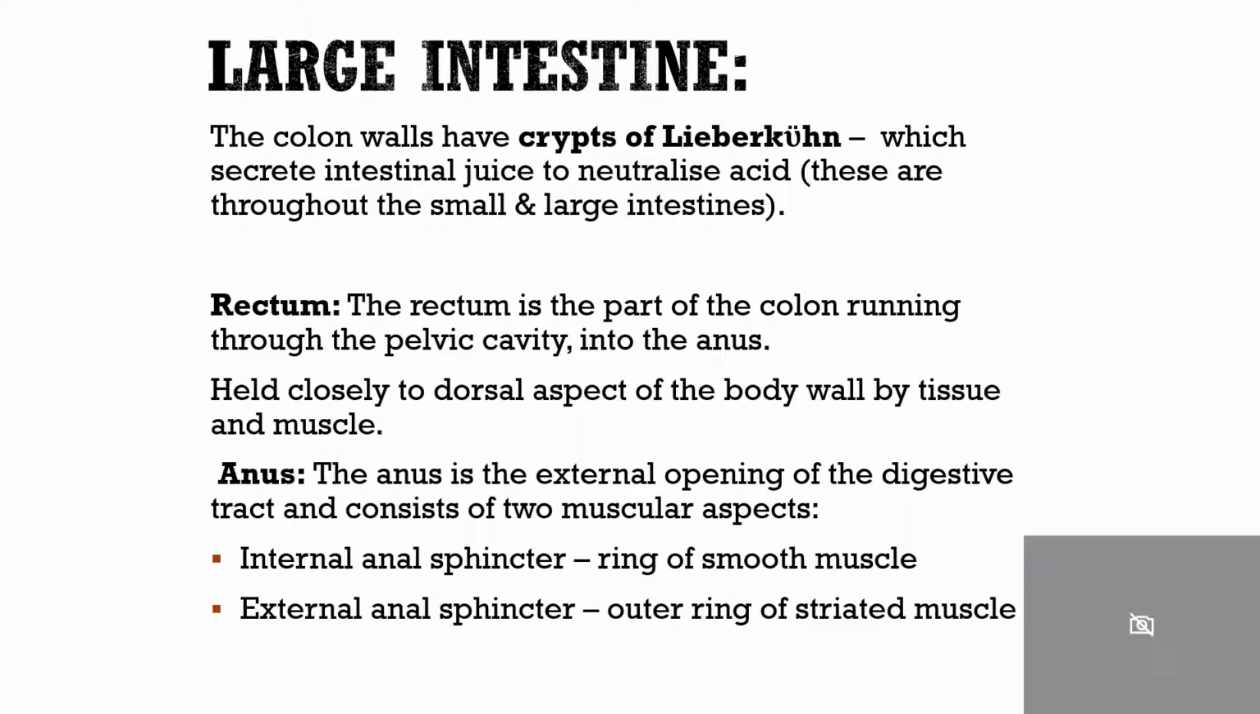It's held closely to the dorsal aspect of the body wall by tissue and muscle. And the anus is the external opening of the digestive tract and contains two muscular aspects: an internal anal sphincter, which is a smooth muscle in a ring shape, and the external anal sphincter, which is an outer ring of striated muscle.